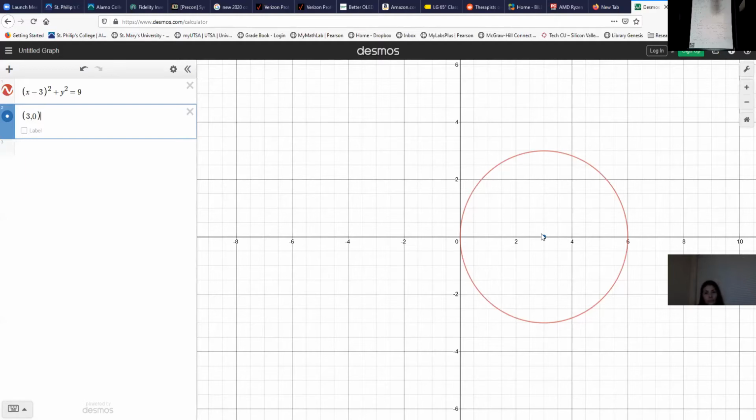Does that make sense? And then the radius is there now, right? The radius will be 3, so it'll be 1, 1, 2, 3, yeah. This is going to be 3. The center is 3, 0, so a distance of 3 in all directions for a radius.